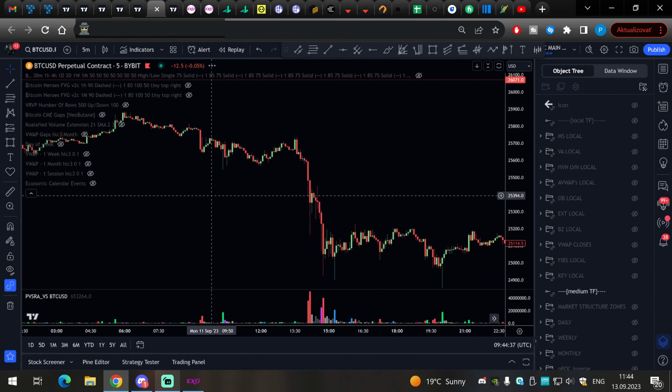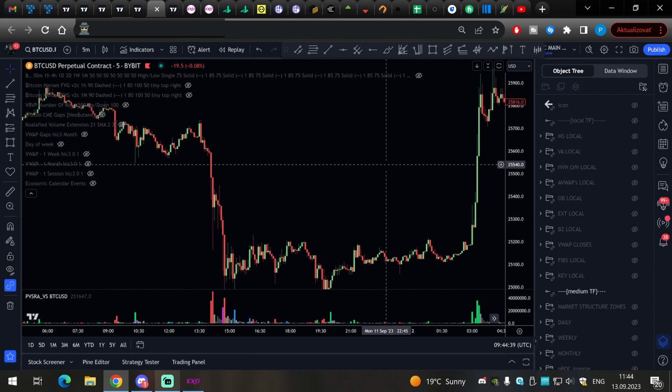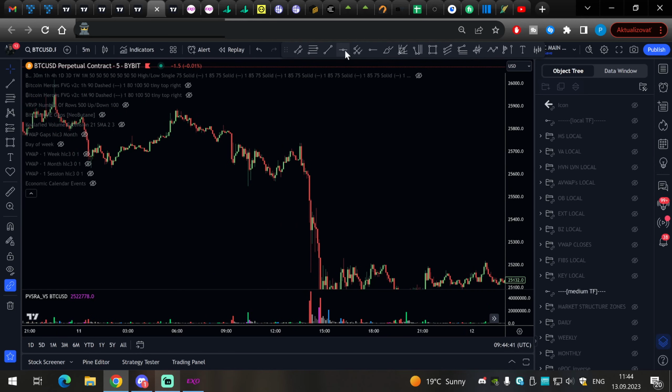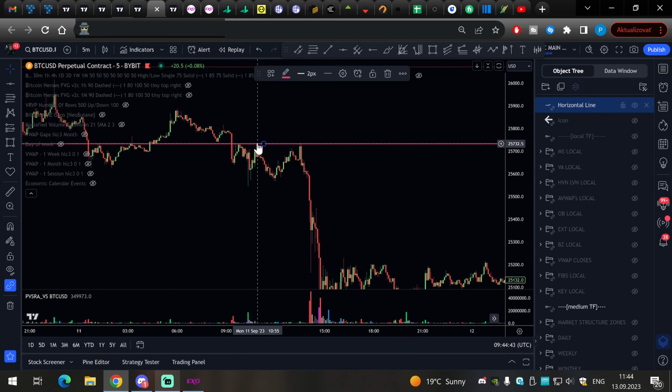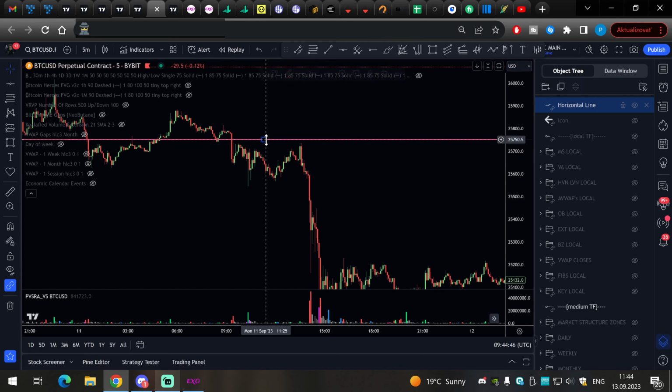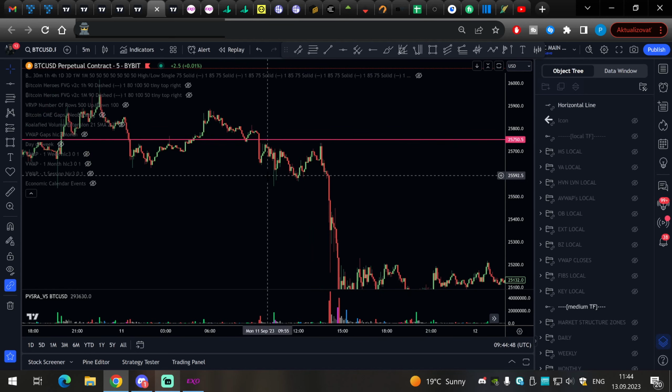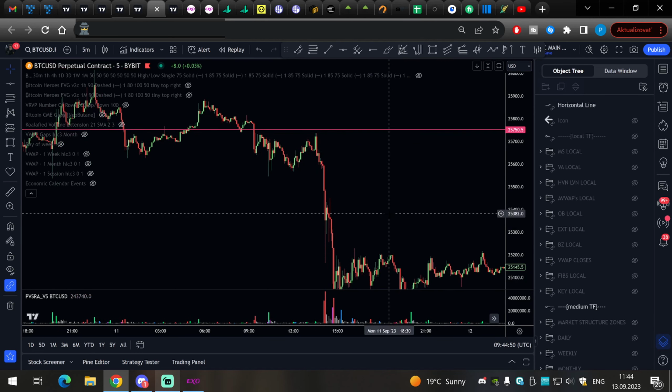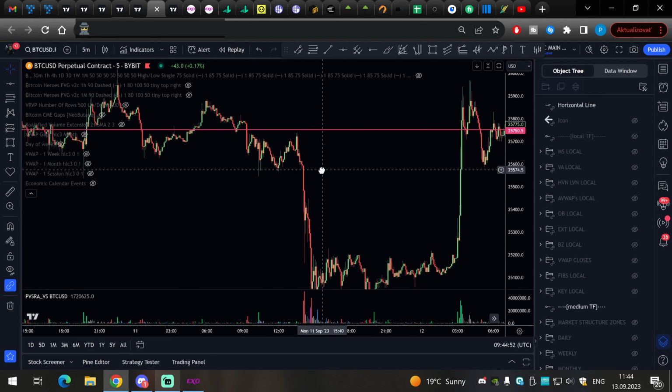Let's go over here. Let me put this line here. Yeah, so you can see how important it was. So 25,750. Okay, this was the price action here before we took liquidity and other stuff.